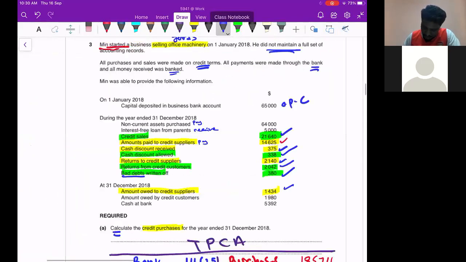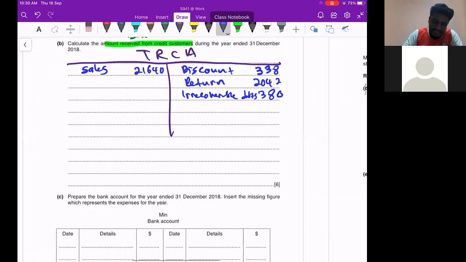Okay, after that, do you have anything else? No, all the green I settled already. So now you balance up, you'll get the bank. I'll leave one line, double line. I feel the debit side is bigger. 21640 minus 338 minus 2042 minus 380. I get the data. Let me check.